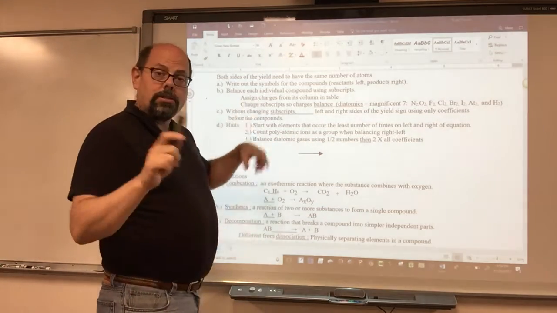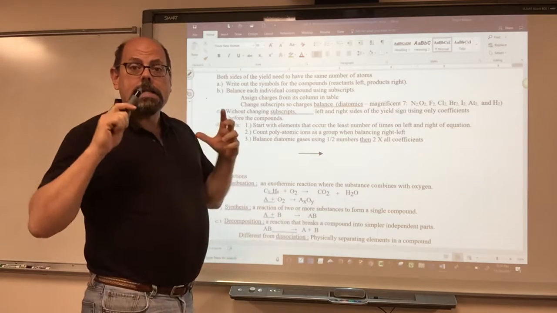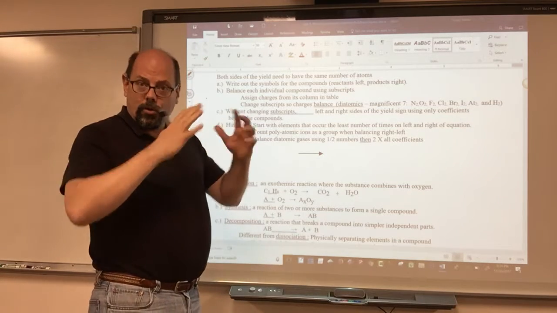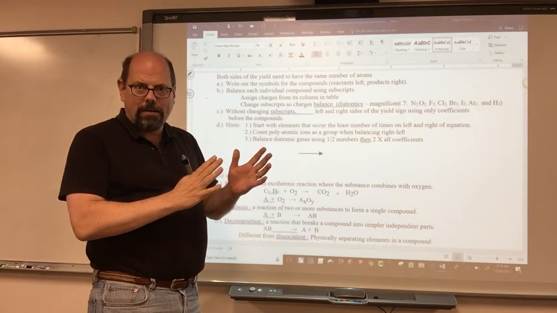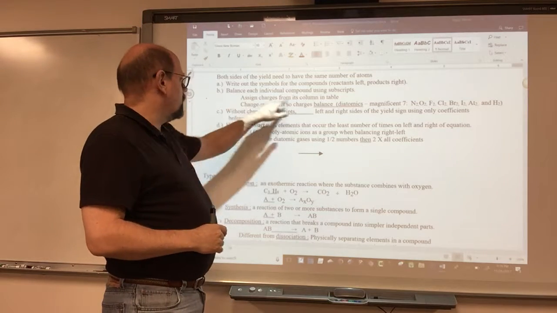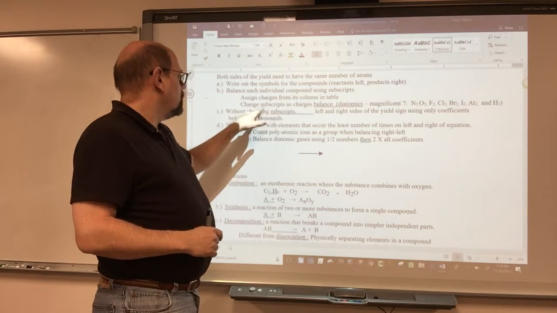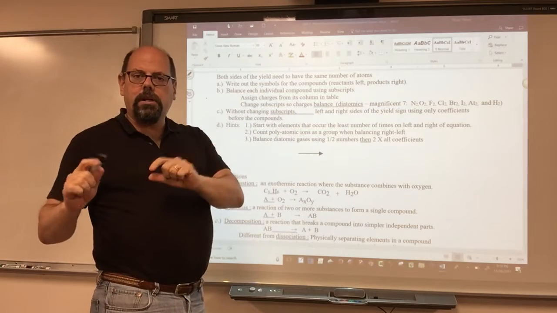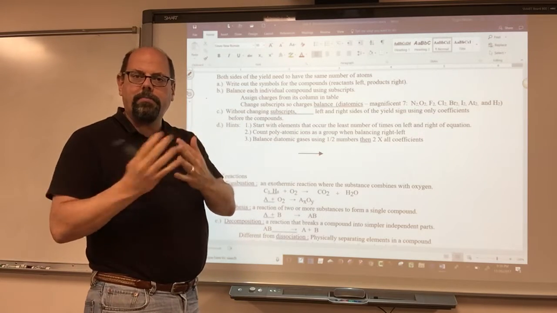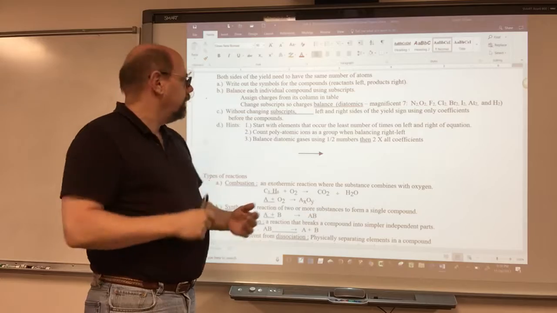You're going to do another exercise after this now to look and see from the names if you can go through the whole process where you balance each compound individually, okay? Assign charges from the columns in the table, change the subscripts, the little numbers underneath, so that each compound becomes balanced like we did last unit.